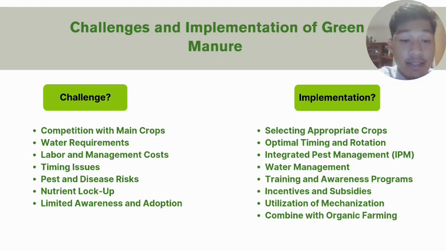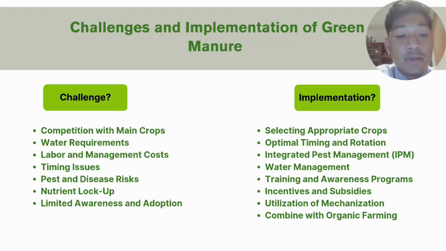Six is incentive and subsidies. Government and agricultural organizations can provide subsidies or incentives to encourage farmers to adopt green manure practices. Next is utilization of mechanization. Employ machinery for faster planting, incorporation and management of the green manure crops, reducing labor costs and increasing efficiency.